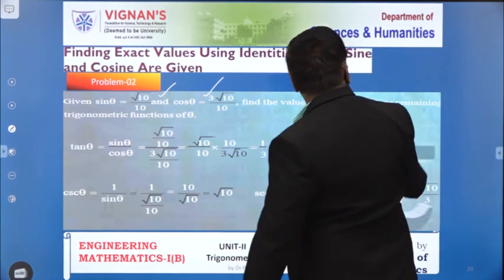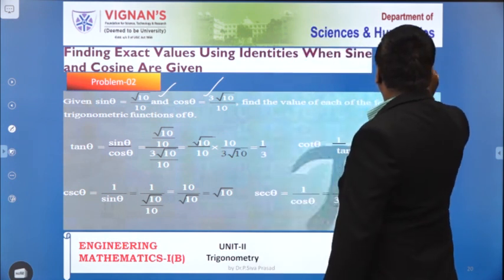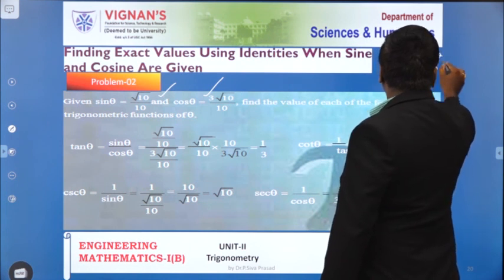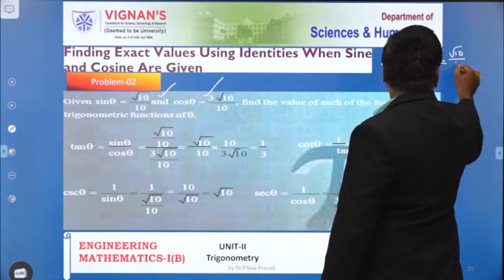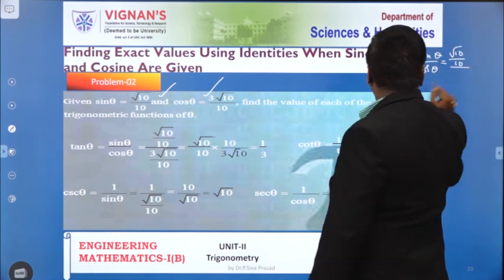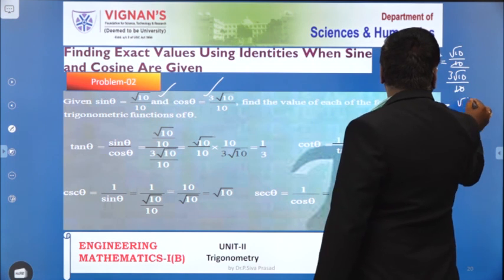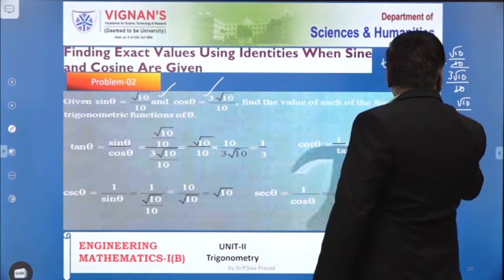So in that, how do we write tan theta? Tan theta is equal to sin theta by cos theta. So what is the sin theta value given? Root 10 by 10, by the cos theta value, which is 3 root 10 by 10. Here the 10 in both are cancelled. That means root 10 by 3 root 10.